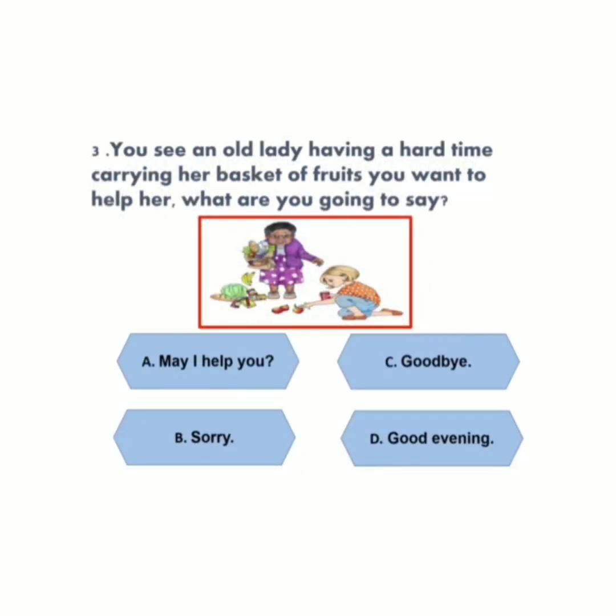Number 3. You see an old lady having a hard time carrying her basket of fruits. You want to help her. What are you going to say? A. May I help you? B. Sorry. C. Goodbye. D. Good evening.